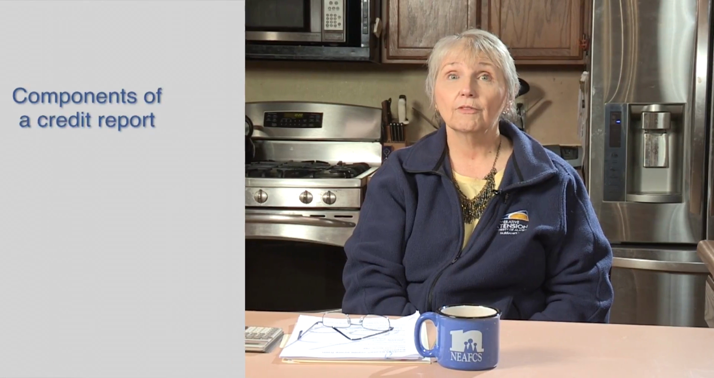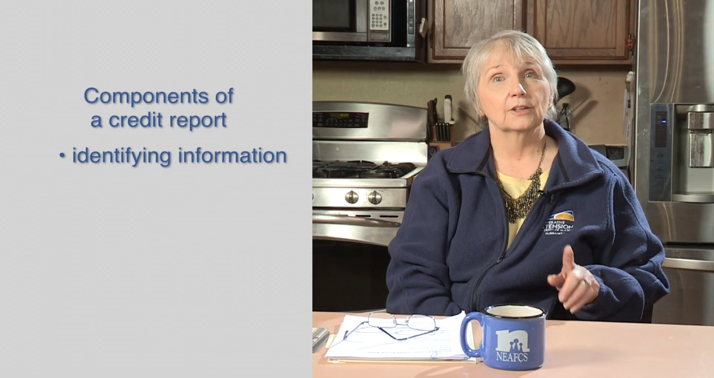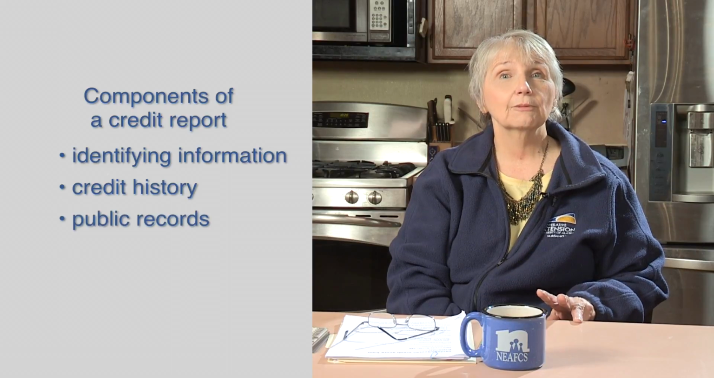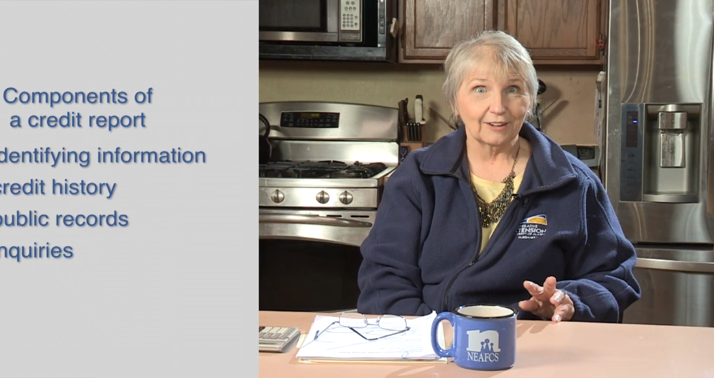In summary, there are 4 parts of the report. There's the identifying information, credit history, public records, and inquiries. Be sure to check your report carefully to make sure that the information is part of your credit history. If you find a mistake, be sure to check with the credit bureau to dispute the charge. You must take charge of your credit score to protect your financial information.